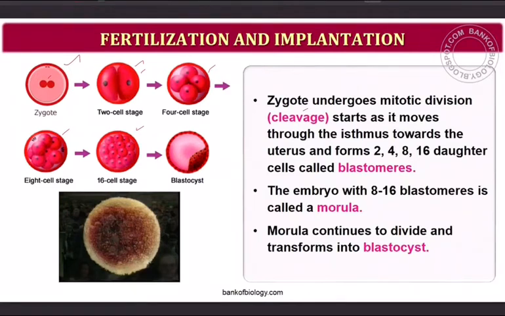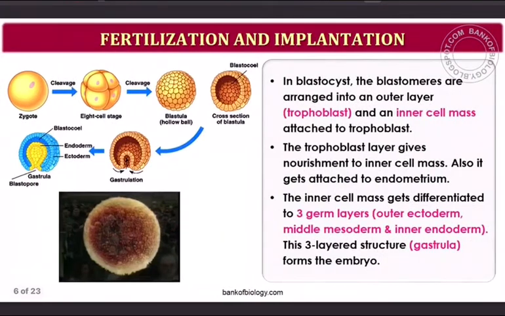So 2 cell, 2 becomes 4, 4 becomes 8, 8 becomes 16 cell stage. And this 16 cell stage is very, very important, because each cell that is present is a blastomere. So the embryo with 8 to 16 blastomeres is called a morula. And the morula continues to divide and transforms into a blastocyst. So there is cavity formation, you can see here. The formation of the cavity will lead to the formation of the blastocyst.